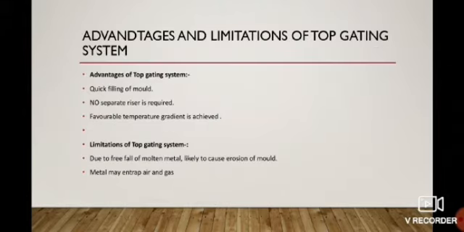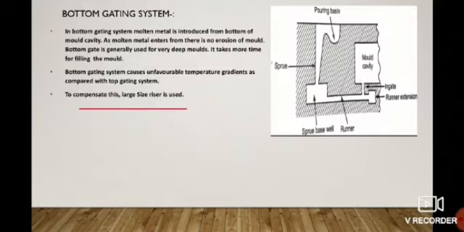Advantages and limitations of top gating system. Advantages of top gating system: first one is quick filling of mold, second one is no separate riser is required, last one is favorable temperature gradient is achieved. Limitations of top gating system: due to free fall of molten metal, it is likely to cause erosion of mold. Second one is metal may entrap air and gas.